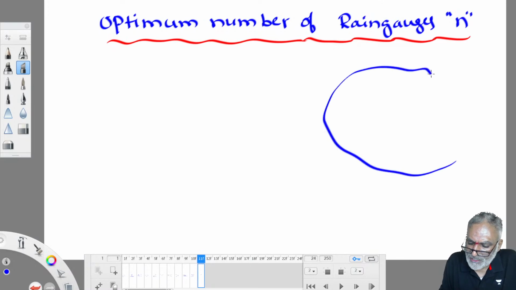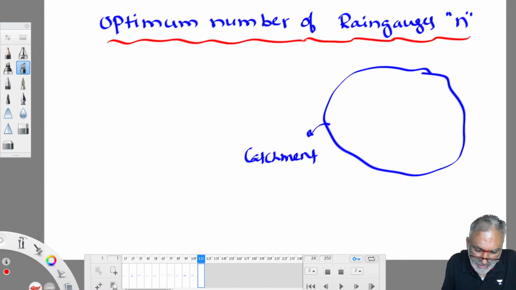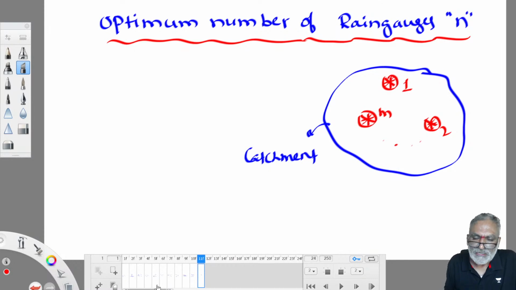Suppose this is a catchment, let us assume. This catchment already has a certain number of rain gauges installed. This is rain gauge station 1. This is rain gauge station 2. Like that, m number of rain gauges are installed in a catchment. The place where a rain gauge is installed is called a rain gauge station. At every rain gauge station you will find one rain gauge. So there are m number of rain gauge stations in a catchment.